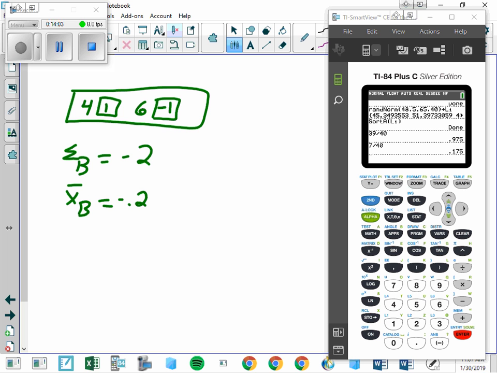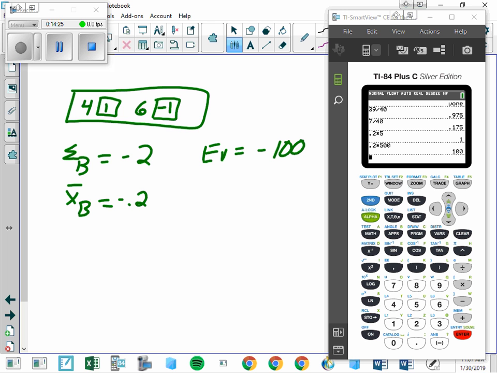So we are going to play 500 times. So my expected value is 0.2 times 500. I am expected to lose $100 if I play 500 times.